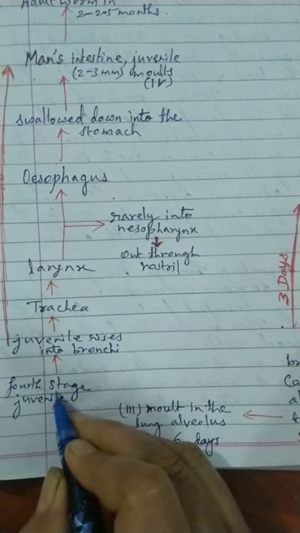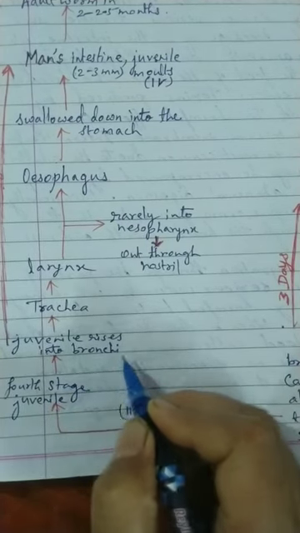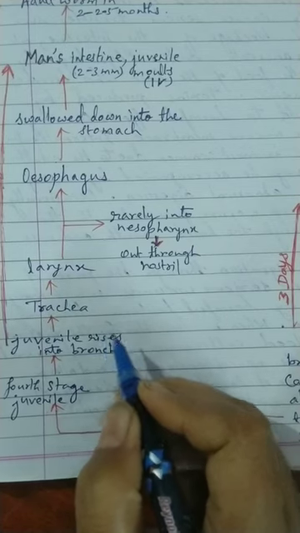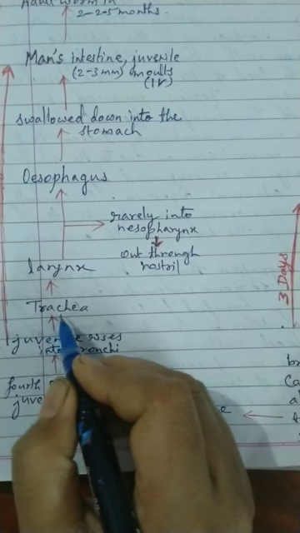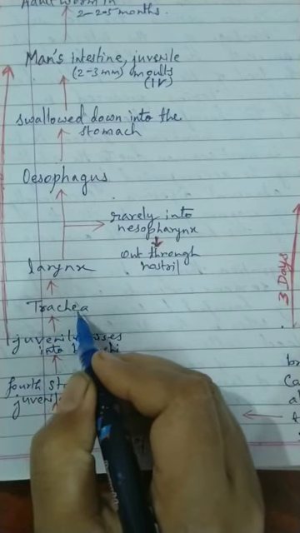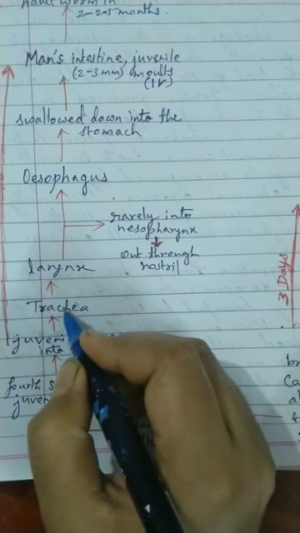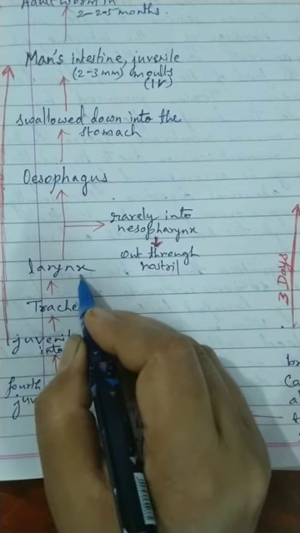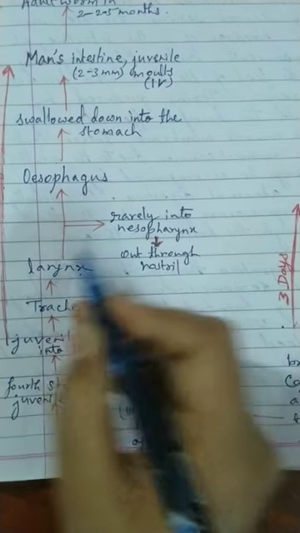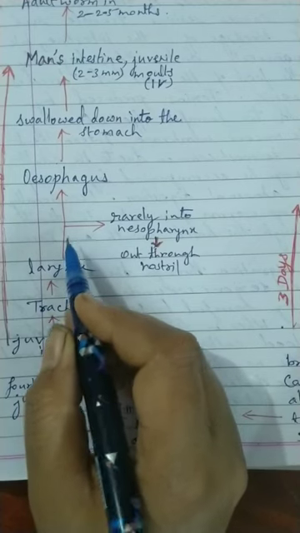Then from the lungs, the juveniles rise to the bronchi. From bronchi, it enters into the trachea. From trachea, it enters into the larynx. From larynx, two things can happen.